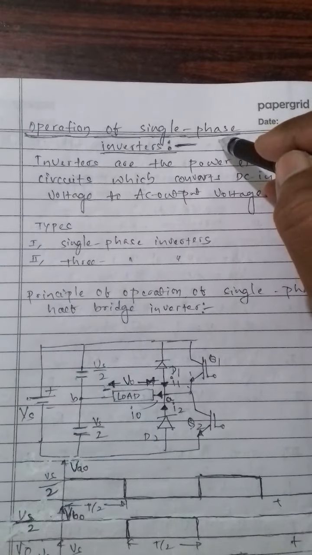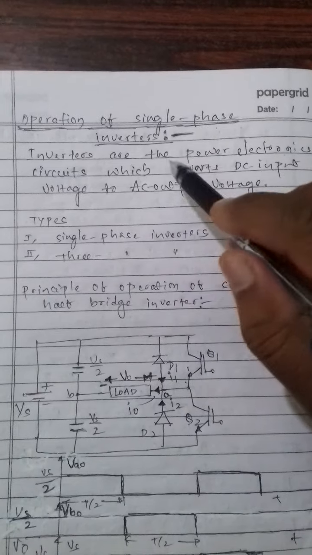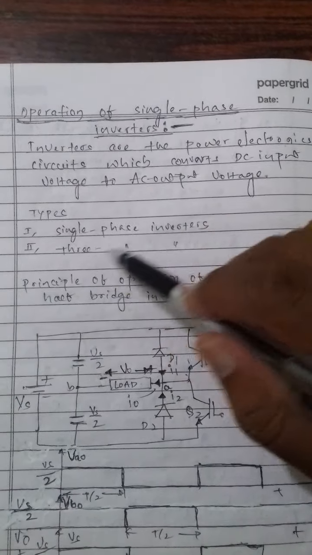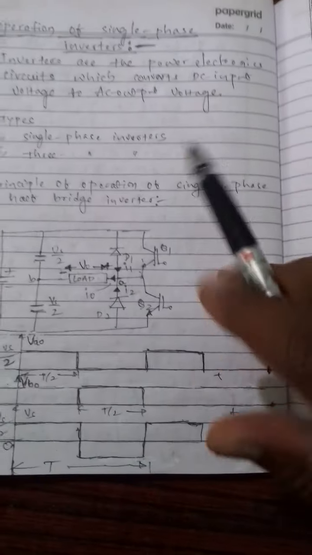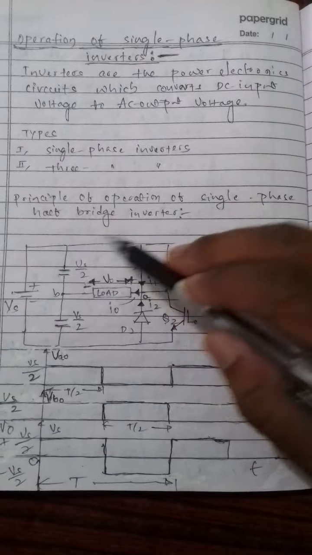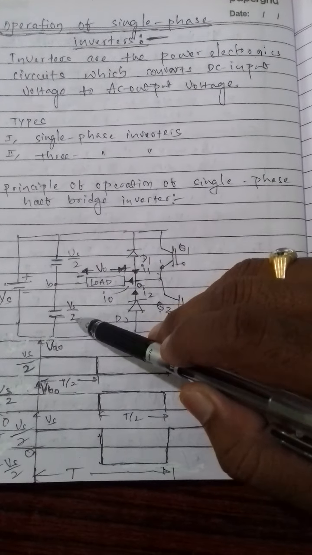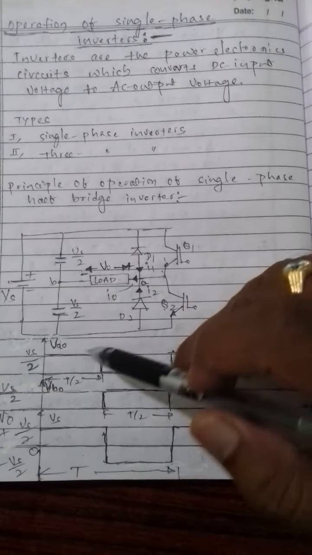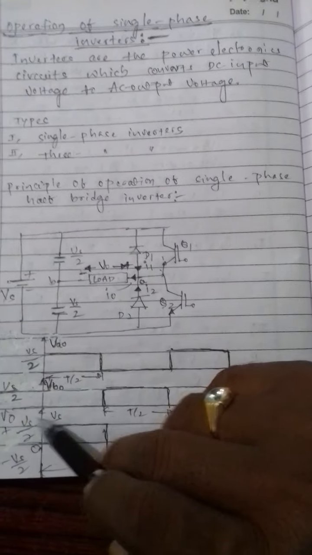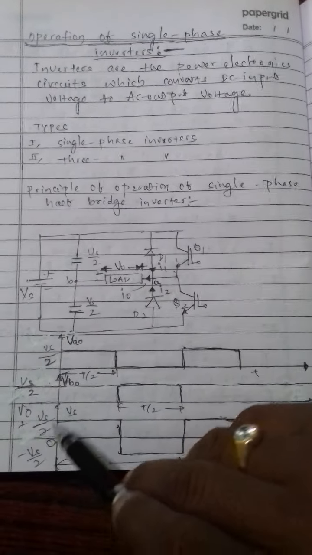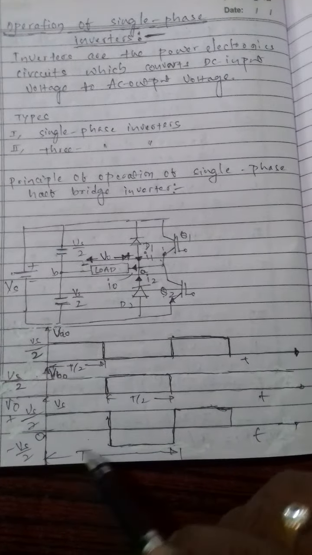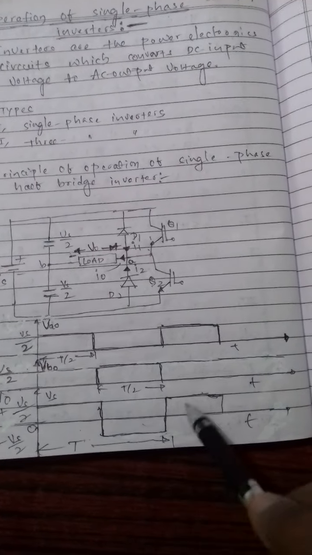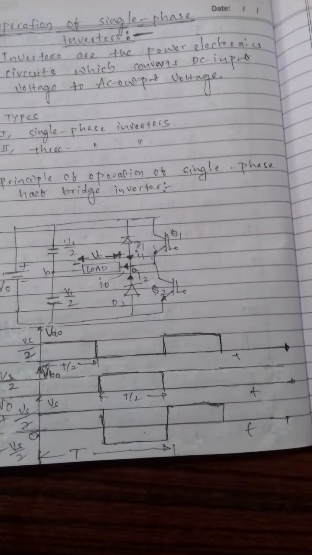The operation of single phase inverters. Inverters are power electronic circuits which convert DC input voltage to AC output voltage. Types: single phase inverters and three phase inverters. Principle of operation of single phase half bridge inverters: Vs upon 2, load, transistors Q1 and Q2, supply voltage. The output voltage is plus Vs upon 2 and minus Vs upon 2 over the time T by 2 and time T. This is the half bridge inverter.